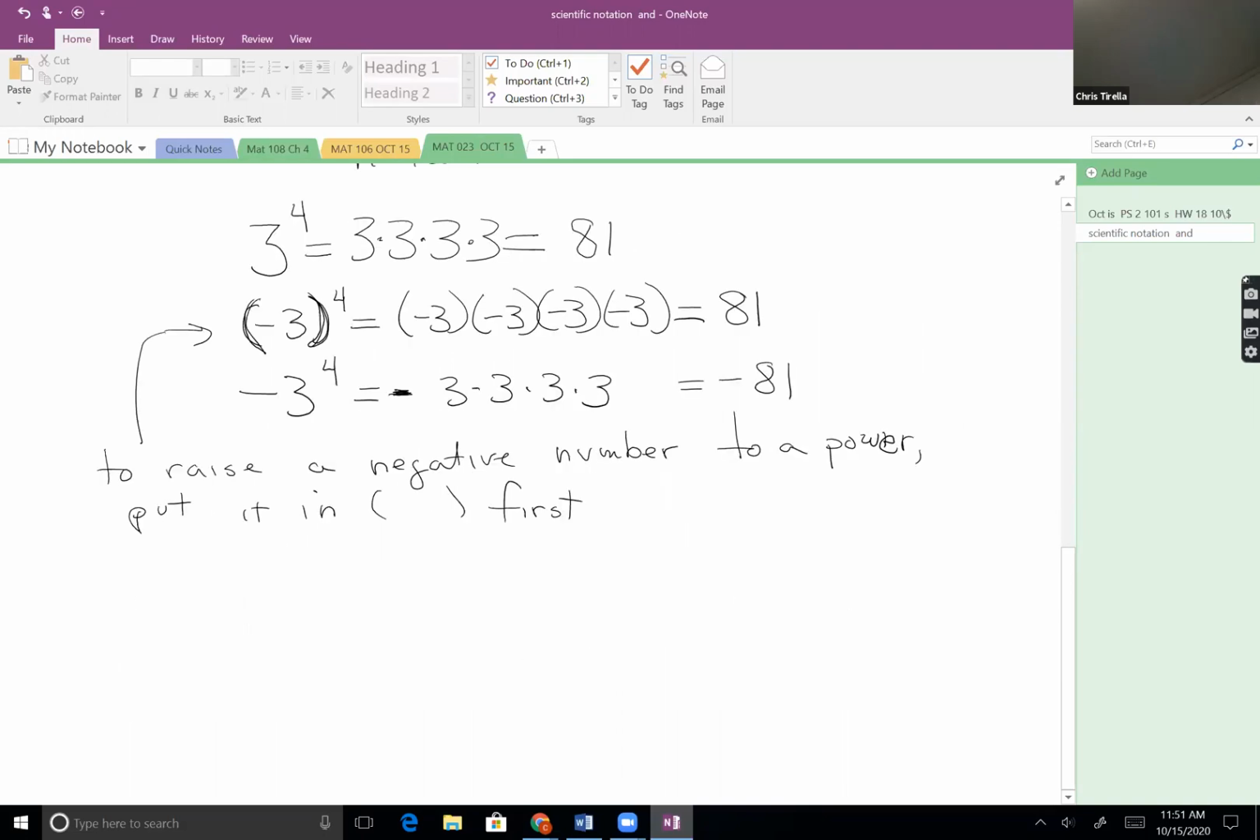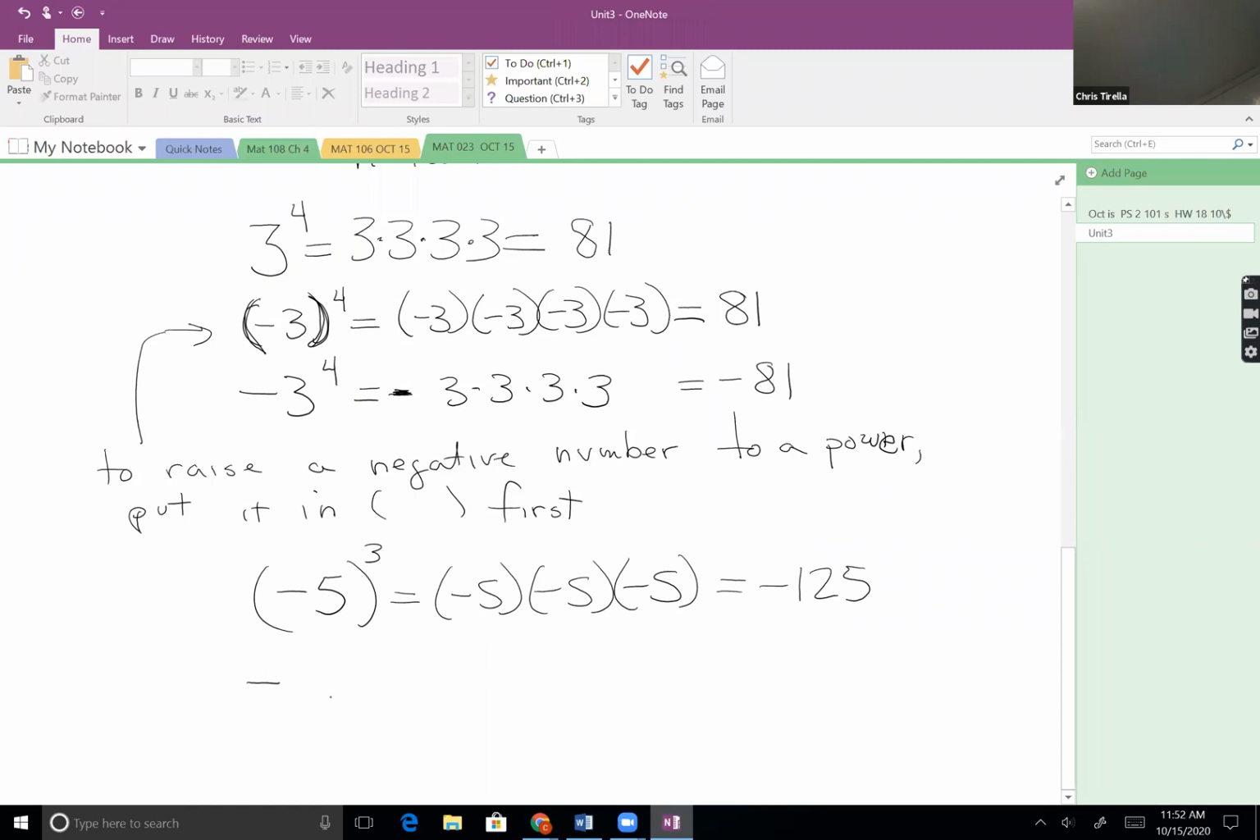As opposed to the second one, only the 3 is being raised to the power. And then we're going to take the opposite of that answer. So I guess what I'm trying to say is you must be careful when you're raising negative numbers to a power. Now let's say I have instead -5 to the third. That would be -5 times -5 times -5. And when I multiply that one out, it's -125.